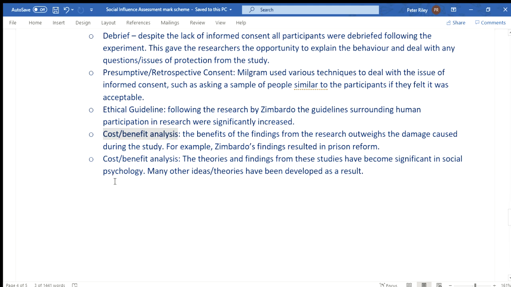So the actual benefits of these results could be more significant than the ethical issues that were a result of the studies themselves. Another cost-benefit analysis, you could say findings from people like Milgram and Asch have significantly influenced the development of other areas of social psychology. So again, the results are so significant and important, and therefore the benefits of conducting the research and experiencing so many ethical issues was ultimately worth it.